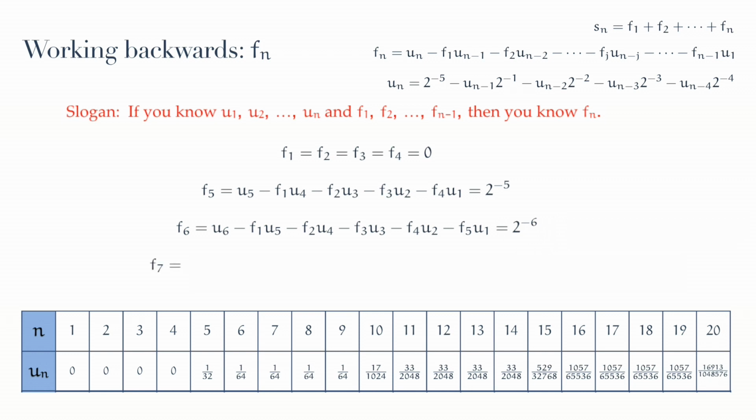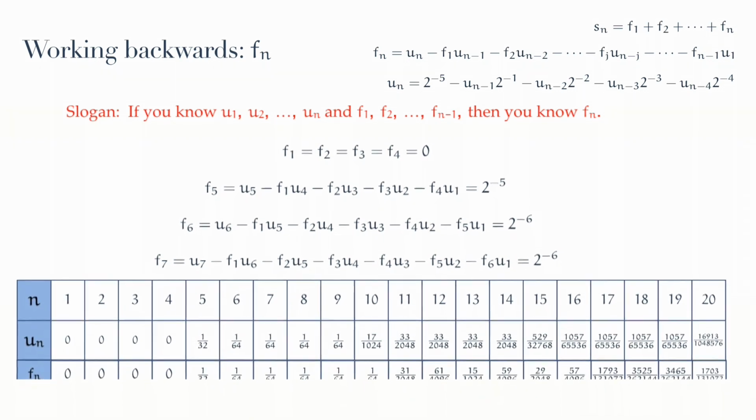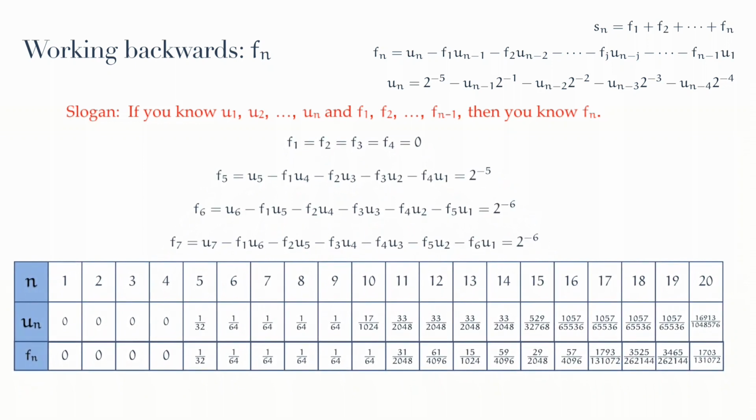f7, likewise, put in n equal to 7. And again, we notice on the right, terms f1 through f4 contribute nothing. Terms u1 through u4 contribute nothing. And therefore, the only contribution on the right is from u7. And so we get f7 to be again 2 to the minus 6. And now we can systematically build up these f values, as we see in our table.